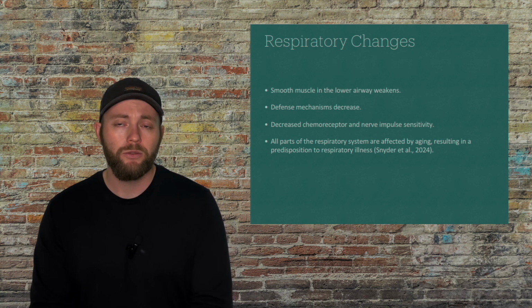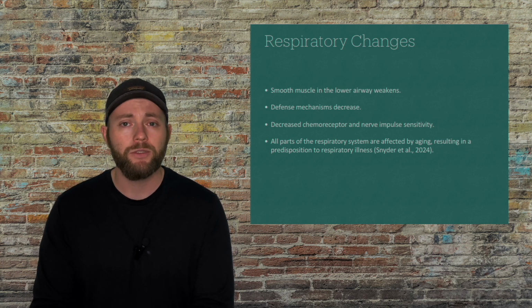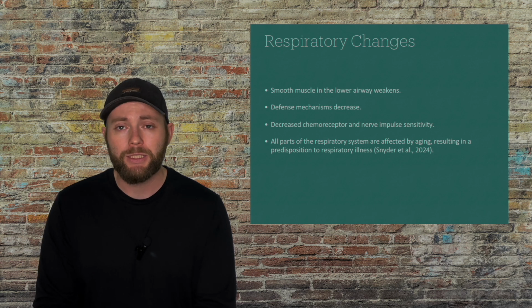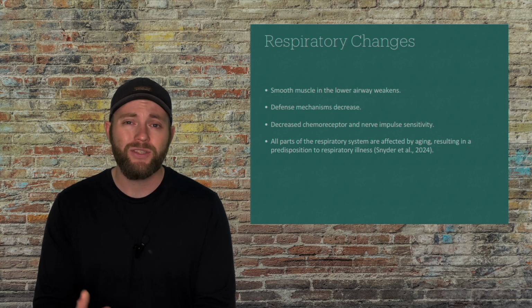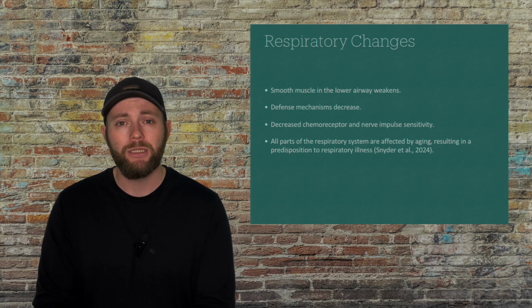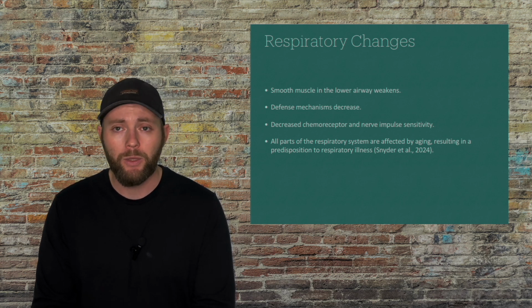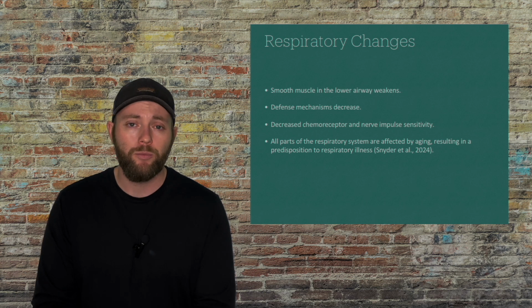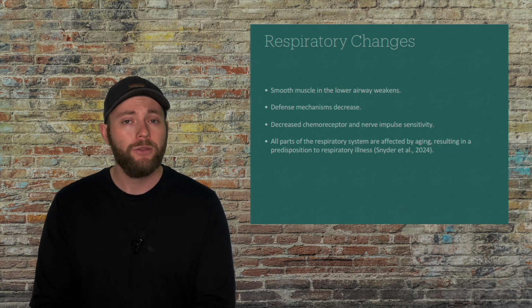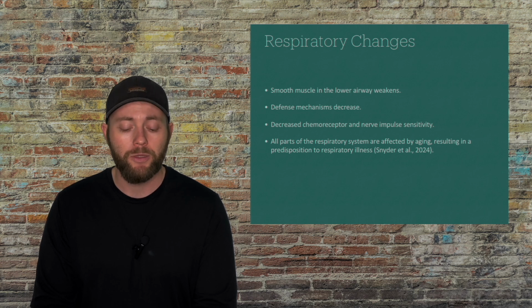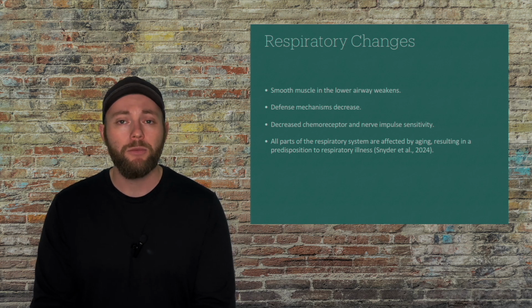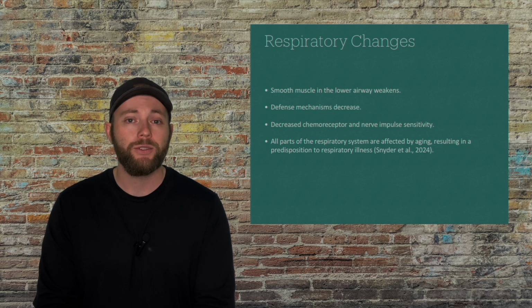Elderly patients also lose some of their defense mechanisms. So we previously discussed how aspiration is more likely in an older patient. They also lose some of the cilia cells in their lungs, so the ability to move mucus up and out of the airway is decreased. And this can create a breeding ground for bacteria in the lower airway and predispose those patients to conditions such as pneumonia.